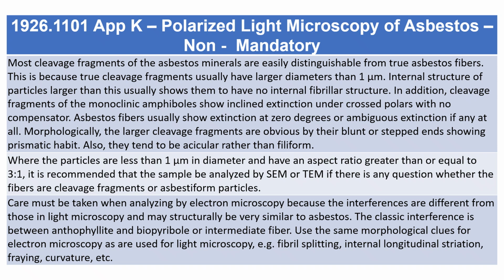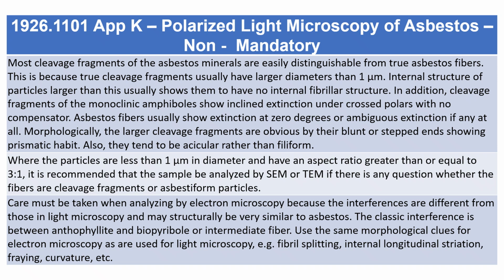Morphologically, the larger cleavage fragments are obvious by their blunt or stepped ends showing prismatic habit. Also, they tend to be acicular rather than filiform. Where the particles are less than 1 µm in diameter and have an aspect ratio greater than or equal to 3:1, it is recommended that the sample be analyzed by SEM or TEM if there is any question whether the fibers are cleavage fragments or asbestiform particles.